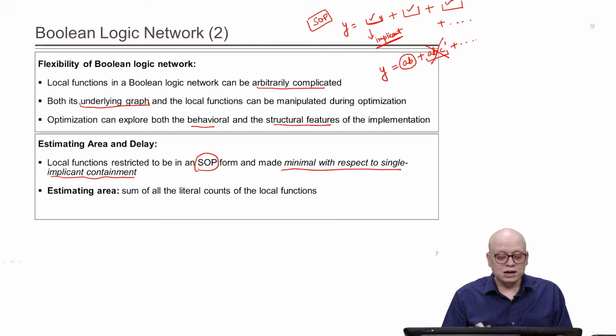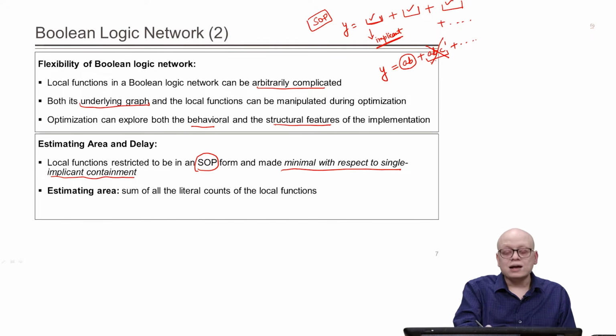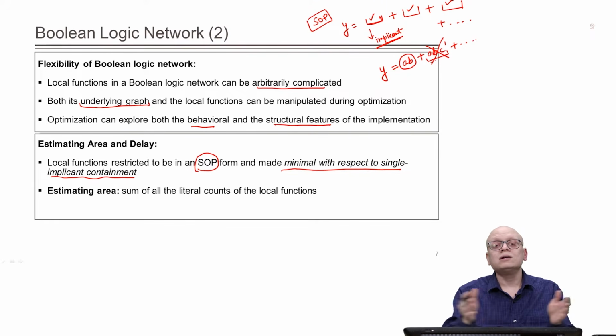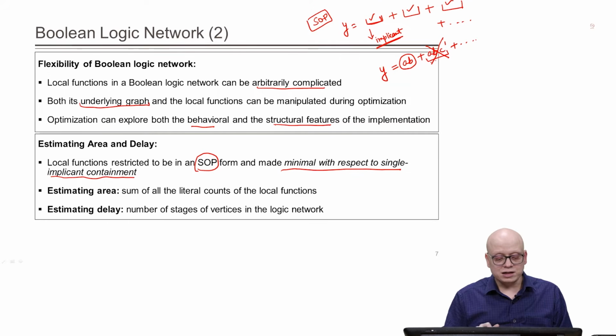And how can we do it? We can estimate area just by counting the number of literals in the Boolean logic network. The total literal count will give an estimate of the area of the Boolean logic network. Similarly, if we want to estimate the delay, we can just count the number of stages from the input to the output node, and that is a good estimate of the delay in a Boolean logic network.